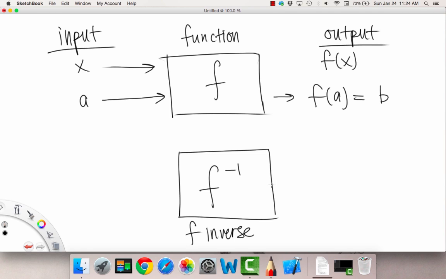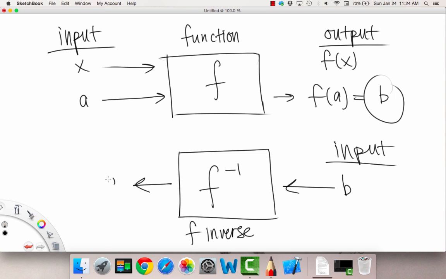So basically, this now becomes our input side. Let's say we stick in the exact b from here into our inverse function, and then we get out an a. I know it's a little weird to conceptualize, but all our f inverse does is take any outputs of our original f and convert them back to the input.